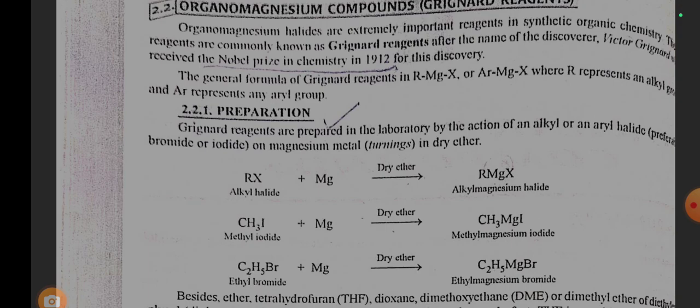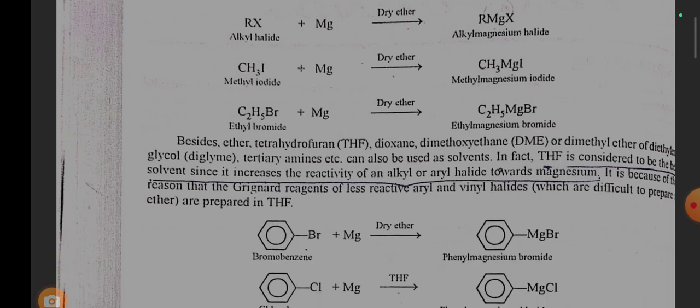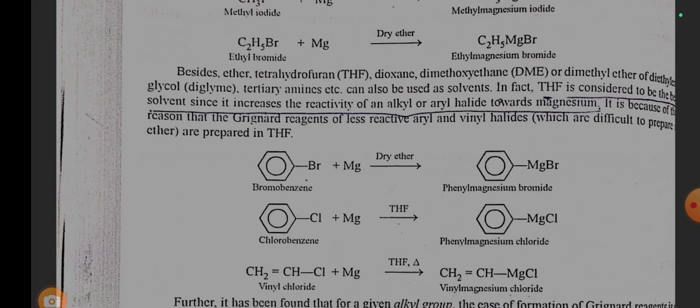Preparation. Grignard reagents are prepared in the laboratory by the action of an alkyl or an aryl halide, preferably bromide or iodide, on magnesium metal in dry ether. RX plus Mg in presence of dry ether gives RMgX. Besides ether, tetrahydrofuran (THF), dioxane, dimethoxyethane or dimethyl ether of diethylene glycol, tertiary amines, etc. can also be used as solvents.